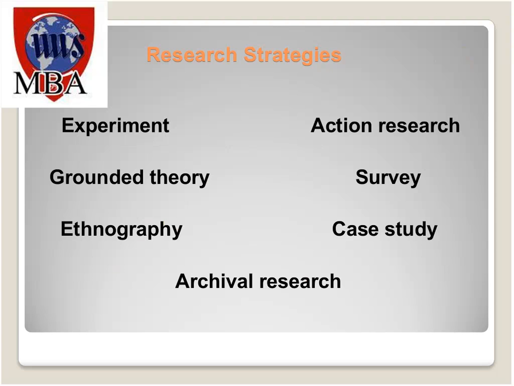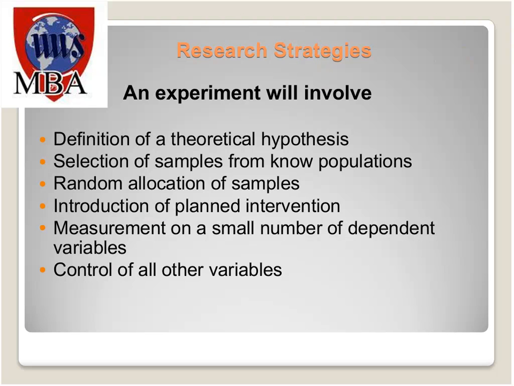case study, archival research. We talk about survey and case study, and maybe we explain the rest in this class. For example, experiment. An experiment will involve definition of a theoretical hypothesis. So it means that you have some hypotheses based on the main theory, selection of a sample from the population, and then you do the sampling and random allocation of the sample. The method of sampling is random because we will talk about sampling and data collection in the future, okay? Introduction of planned intervention, measurement, control of other variables. Yes, we will talk about this later. Just know that experiment is one of the research strategies.